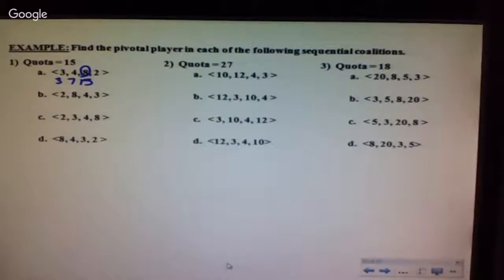Let's finish 1 and then you guys can try 2 and 3. So here we go. 2, 10, 14, 17. So 3 is pivotal. Here we go. 2, 5, 9, 17, 8 is pivotal. And here we go. 8, 12, 15, 3 is pivotal. Try 2 and 3. We'll go over them.